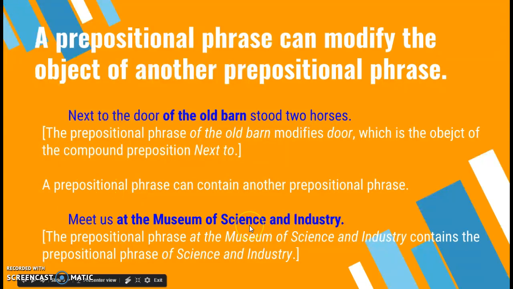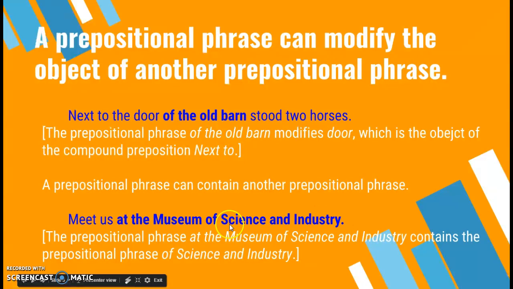And it can even have another prepositional phrase within it. This last sentence here, meet us at the Museum of Science and Industry. At where? Or at what? The Museum of Science and Industry. Which museum? The one of Science and Industry.